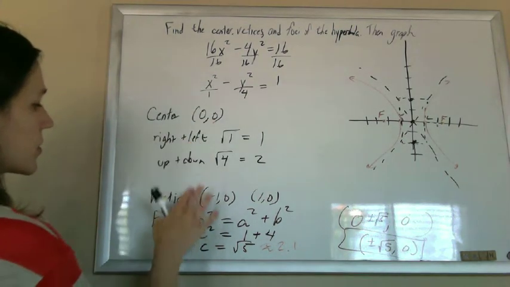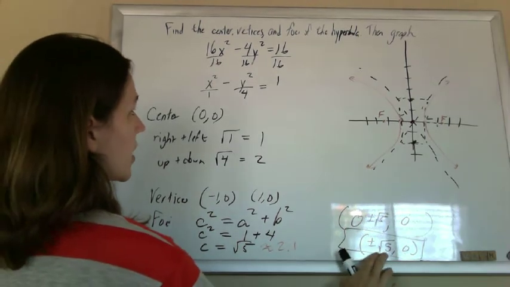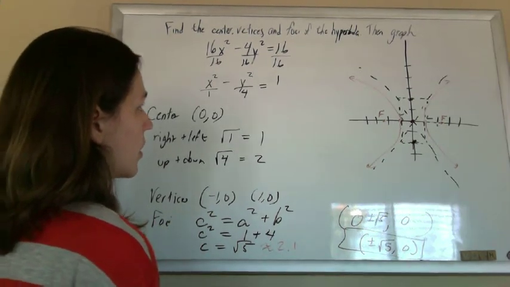So we have center 0, 0, vertices -1, 0, 1, 0, and foci plus or minus root 5, 0. And that should do it.